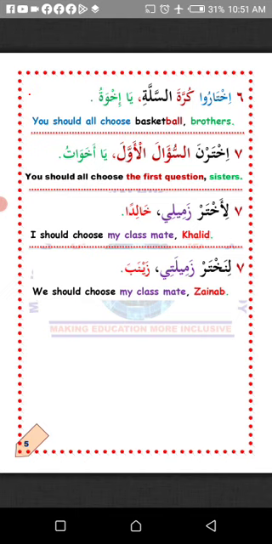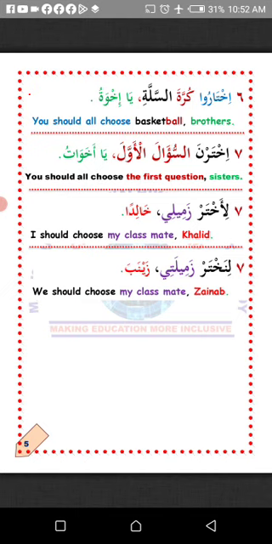Now talking about the female parts. لنختر زميلتي زينب. لنختر, we should choose. زميلتي, my classmate زينب. Just like saying لنختر صديقتي زينب. We should choose my friend زينب. لعلك فهمت? I hope you understand.